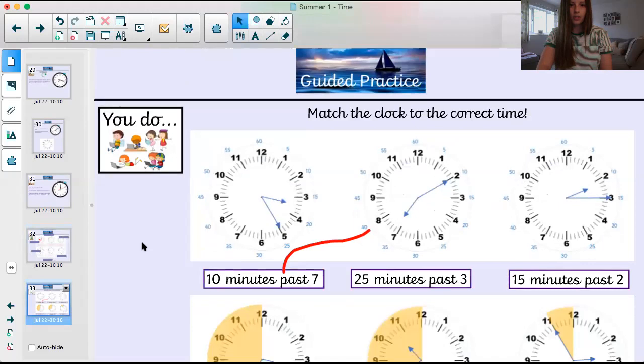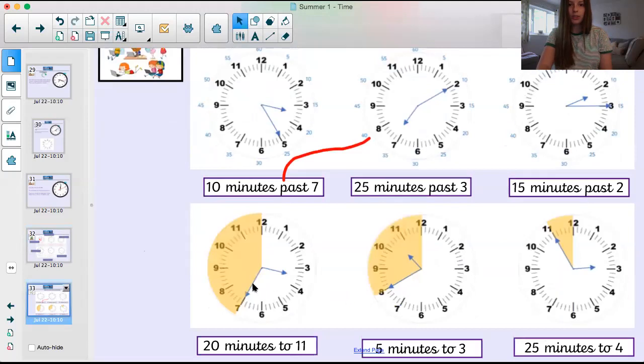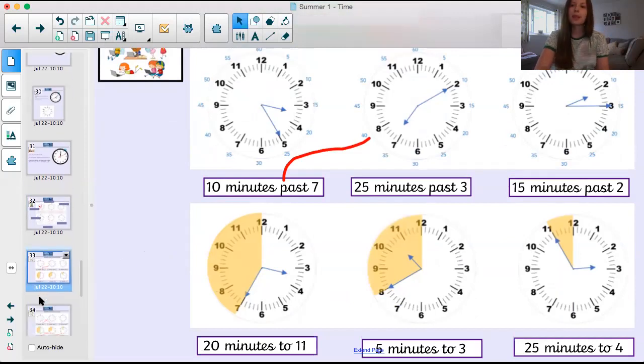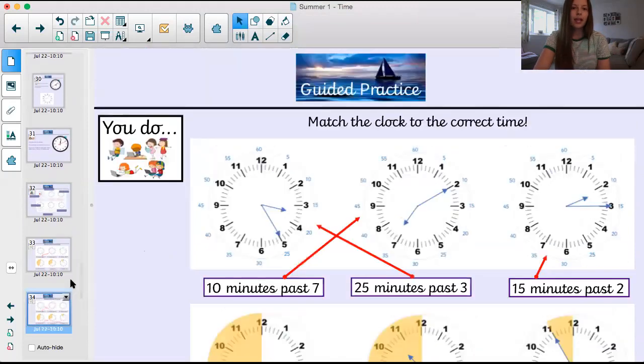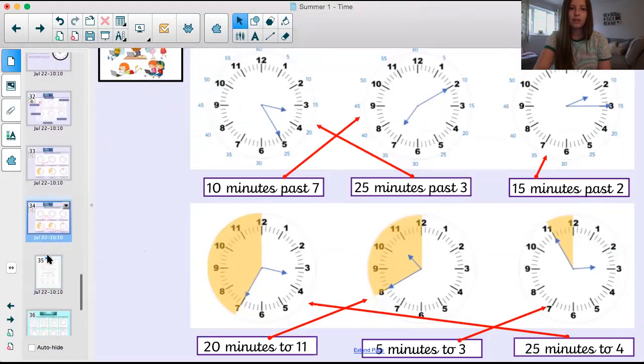So we're on to the you do. You need to match the times to the clock. The first 3 are minutes past, the bottom 3 are minutes to. I've shaded it in to help you count how many minutes to the hour. Pause now and have a go at that. Okay, so you can check your answers. Give yourself a tick for every correct line that you've drawn.